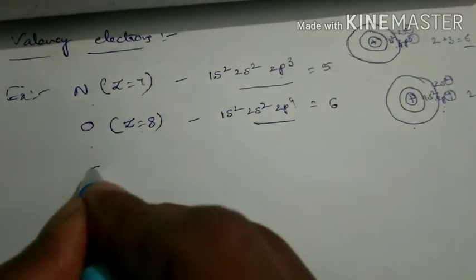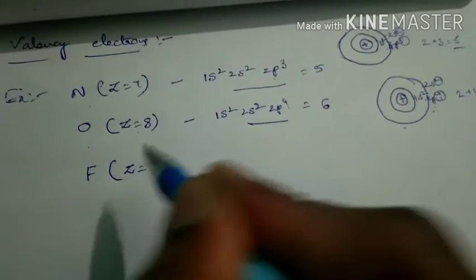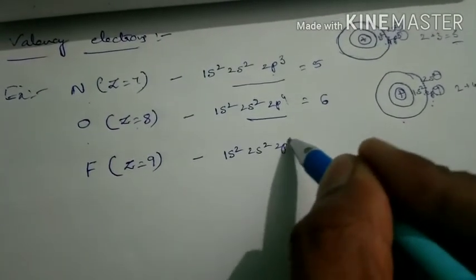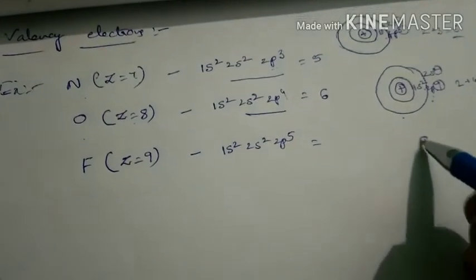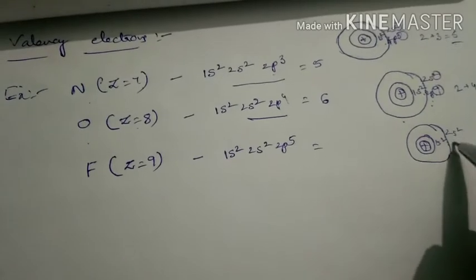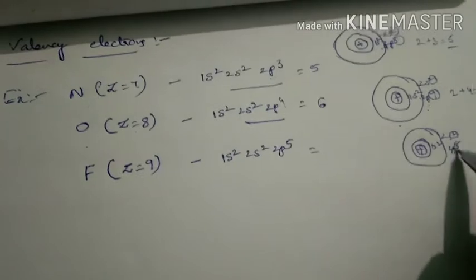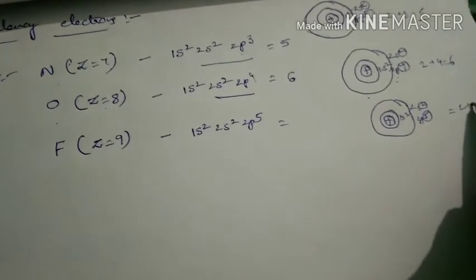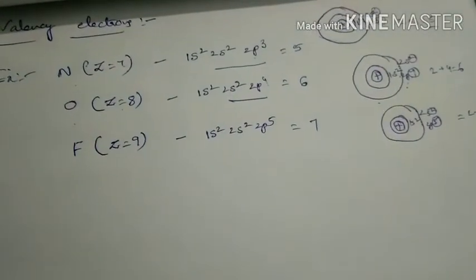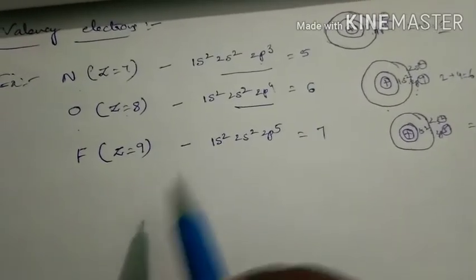Now coming to fluorine. Its atomic number is 9. Its electronic configuration is 1s2, 2s2, 2p5. This is the nucleus, this is the first orbit 1s2, this is the second orbit 2s2, 2p5. It also contains two shells, like oxygen and nitrogen. These are the valence electrons. That means 2 plus 5, how much? 7. So like that we can find the valence electrons in any atom.